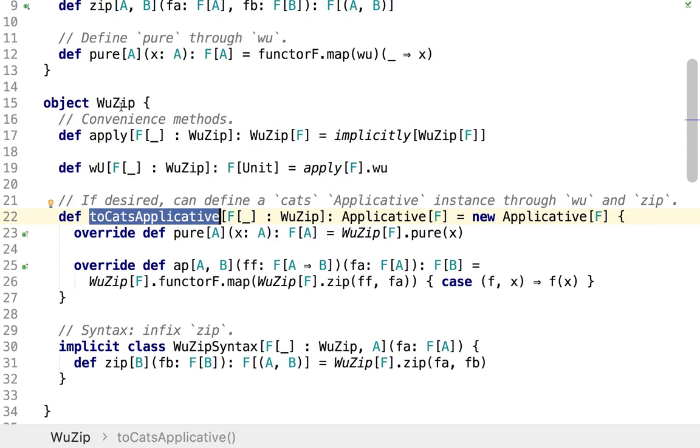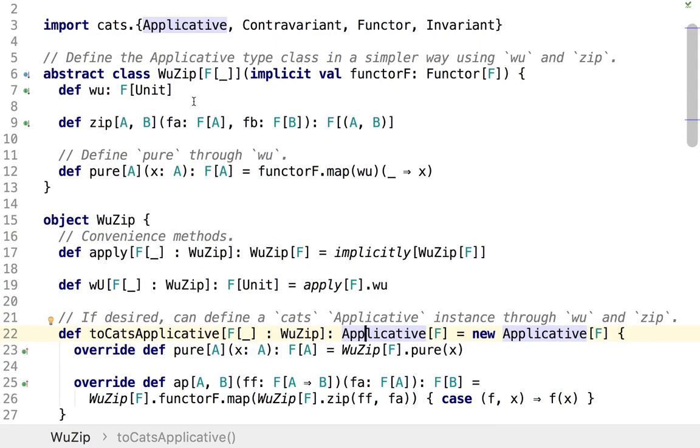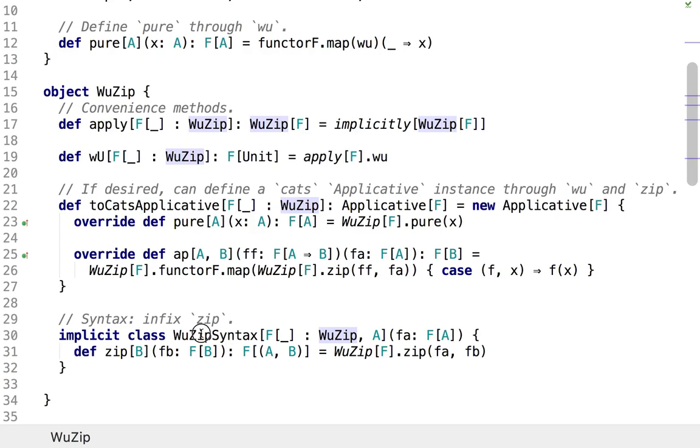So that's why I define this as an adapter, but I don't actually use cats' applicative. I use my type class woozip instead. And I also define a syntax that allows me to say fa zip fb, which is shorter and easier to read, which is equivalent to this. It's slightly more verbose.